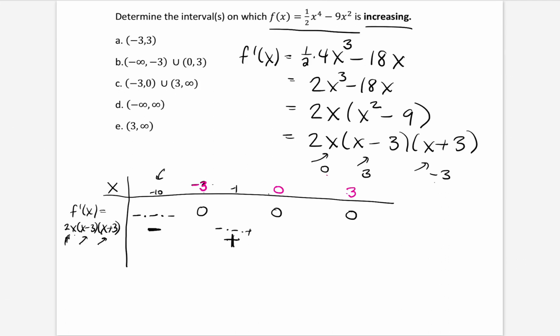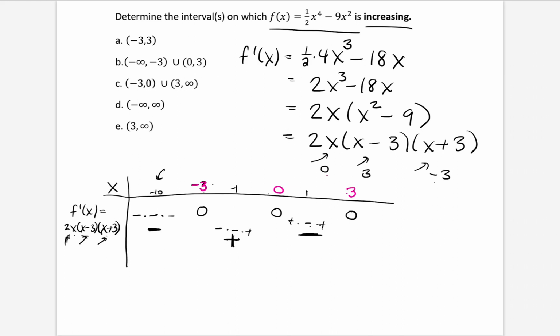What about between 0 and 3? Well, choose a value, let's say x equal to 1. So now 2 times 1 will be positive. X minus 3, if x equals 1, that will be negative. And x plus 3, well, that will be positive. So we'll have a positive times a negative times a positive, which will be negative. So our first derivative is negative on the interval between 0 and 3.